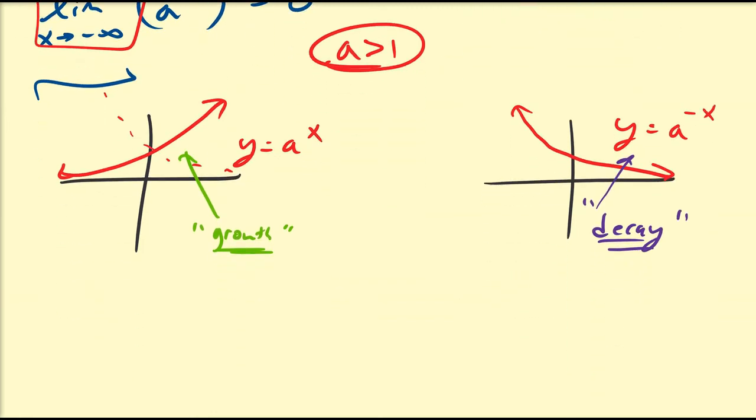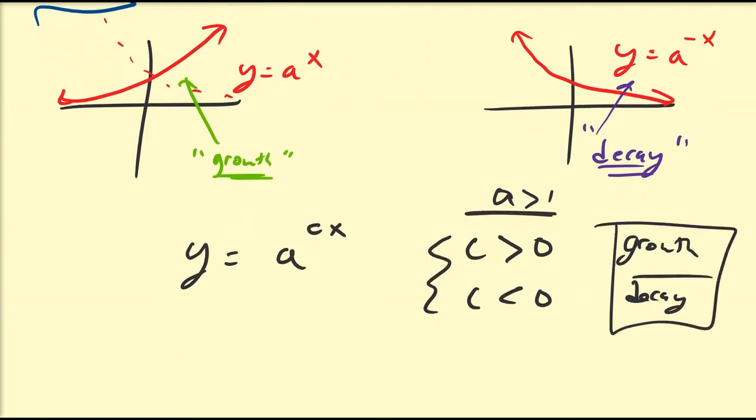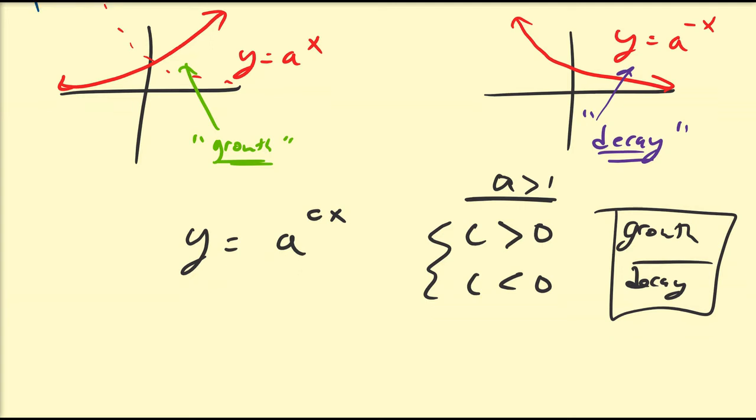So in general, we can have two cases. For example, y is equal to a to the power of, say, cx. So if c is greater than 0, then this is going to be a growth model. And if c is less than 0, then it's going to be a decay model. And as usual, a is bigger than 1, right? So this is just some basic things.